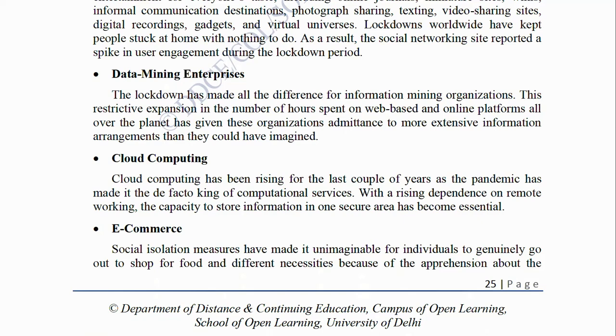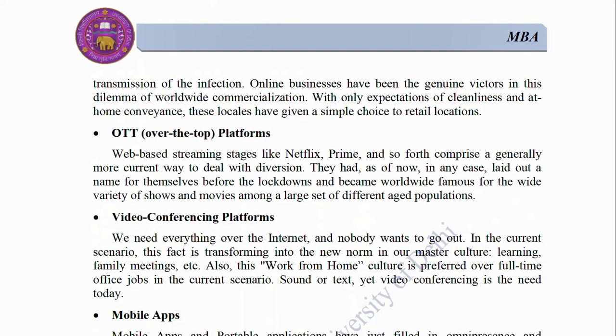Social isolation measures have made it unimaginable for individuals to generally go out to shop for food and different necessities because of the apprehension about the transmission of the infection. Online businesses have been the genuine victors in this dilemma of worldwide commercialization. With only expectations of cleanliness and at-home convenience, these locals have given a simple choice to retail locations.